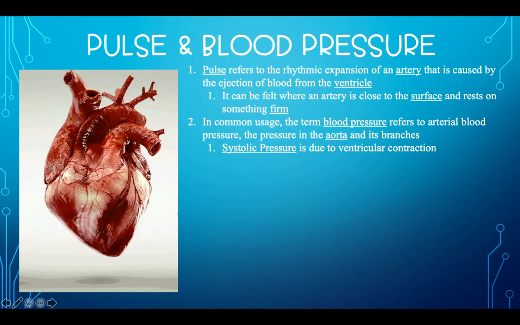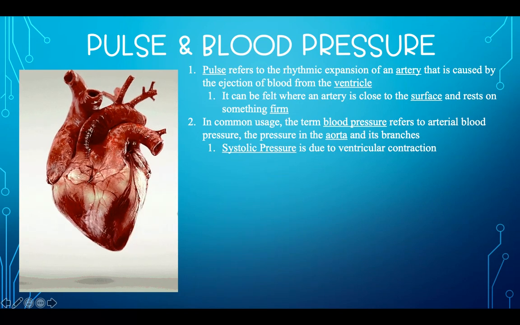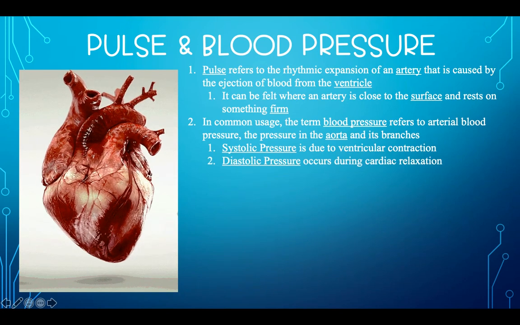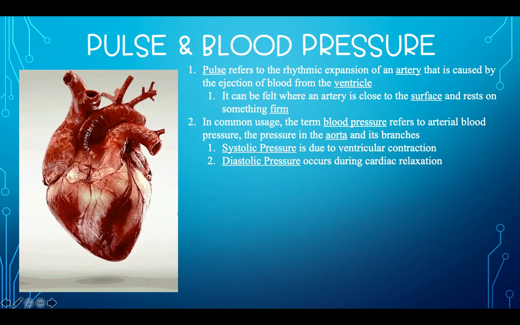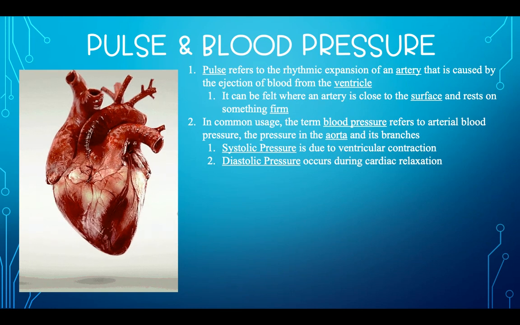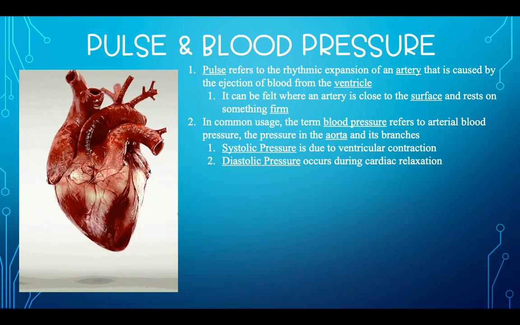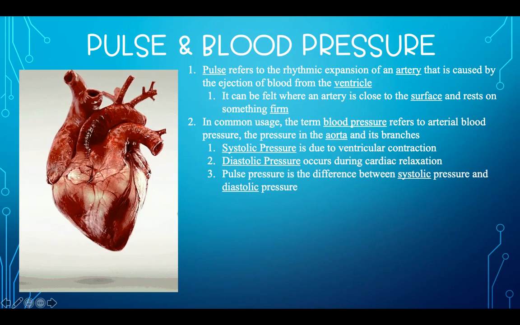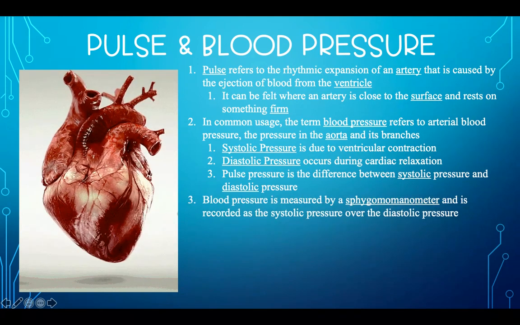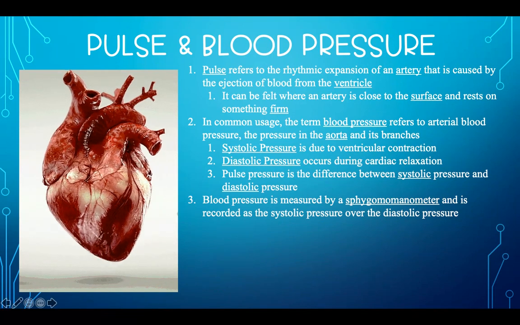Systolic pressure is due to ventricular contraction. So systolic is the bottom of your heart. Diastolic occurs during cardiac relaxation, so your ventricle takes a moment to regain itself. So think of it like the thump of your heart: the first thump is the systolic, and the second thump is the diastolic. That's the easiest way to think of it. Pulse pressure is the difference between your systolic pressure and your diastolic pressure. Blood pressure is measured by a sphygmomanometer, that's a really hard word, and is recorded as the systolic pressure over the diastolic pressure.